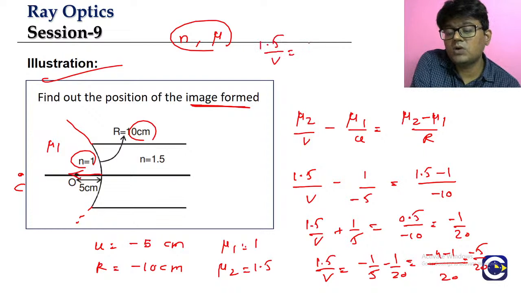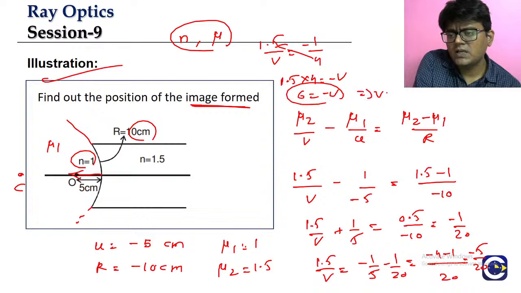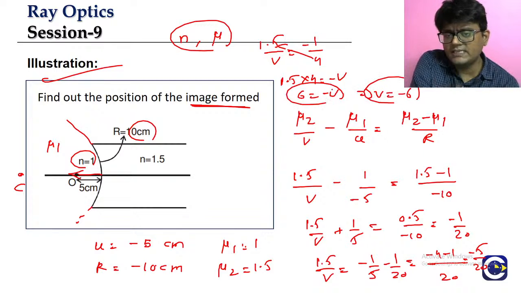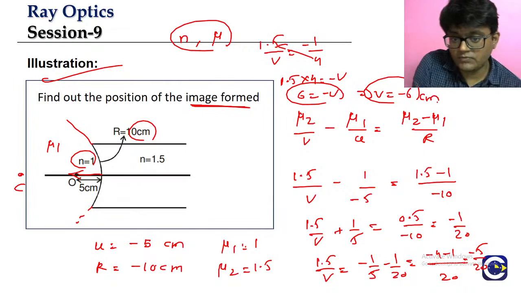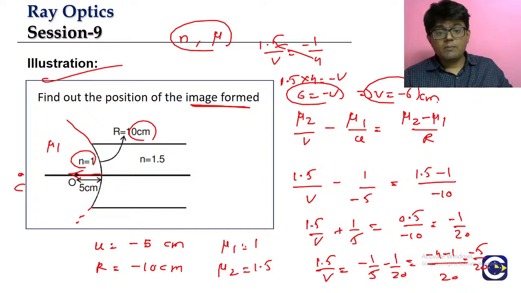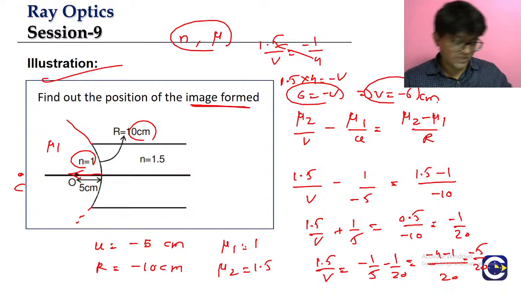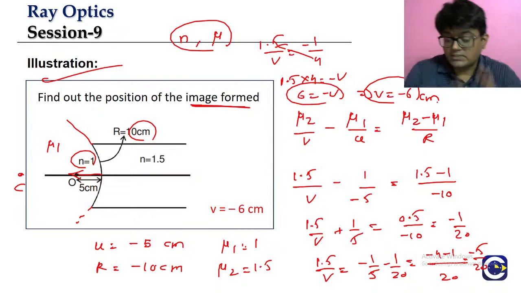So I'll write it at the top: 1.5 by V is equal to minus 1 by 4. Cross multiply. Then we'll get 1.5 into 4 is minus V. 1.5 into 4 is 6 only, right? 6 is equal to minus V, which means V is equal to minus 6. Since everything is in centimeters, V also will be in centimeters. So check it, guys. What should be the answer? V should be minus 6 centimeters. You have to confirm whether you are able to get it or not.